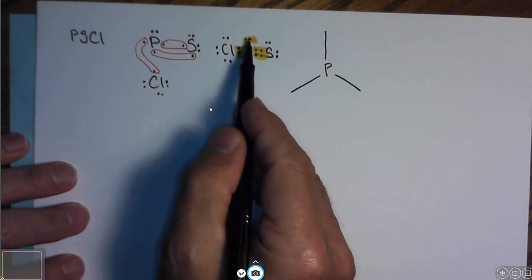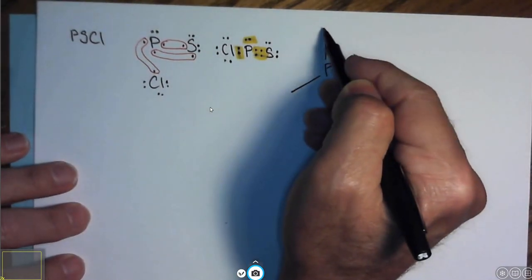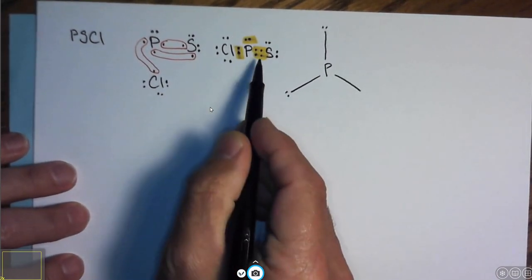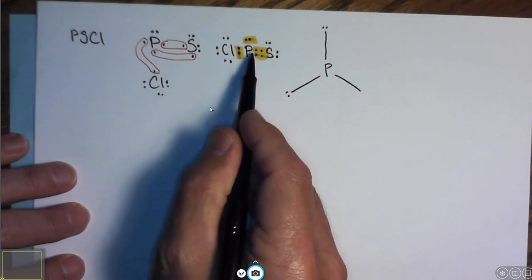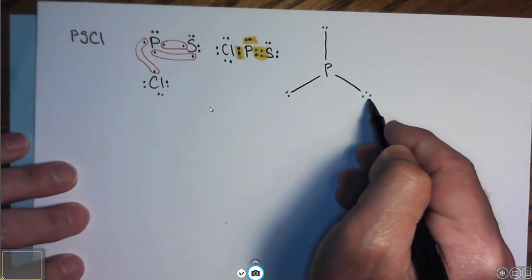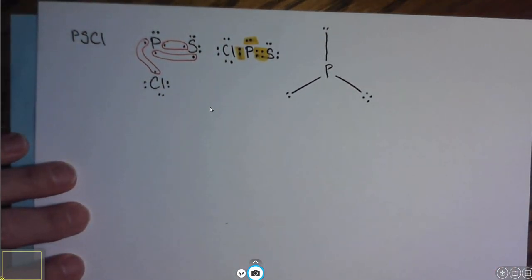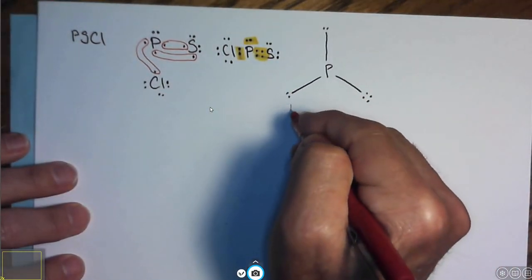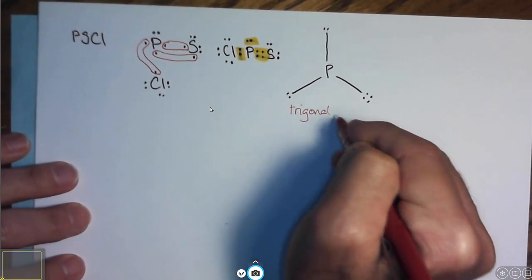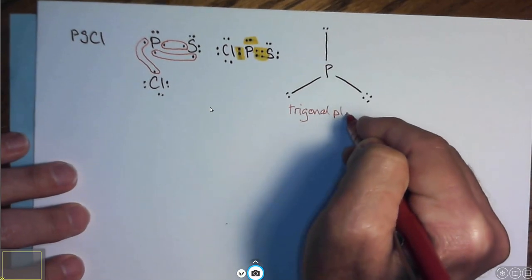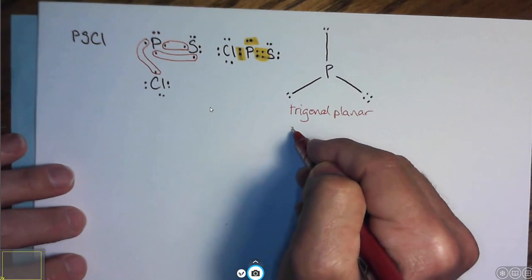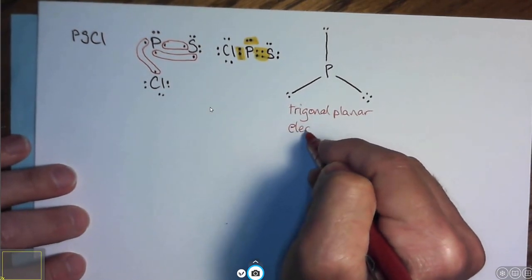Two of these arms have 2 electrons on them, and one of these arms has got to have that set of 4 right there. All right, so this is trigonal planar. And this classification of drawing is an electron pair shape.